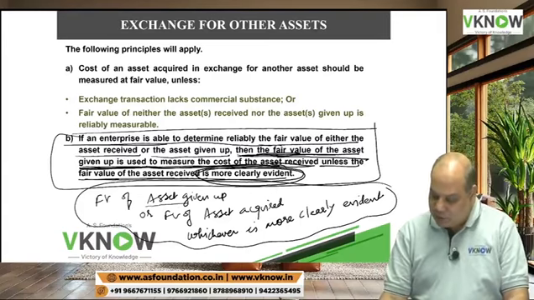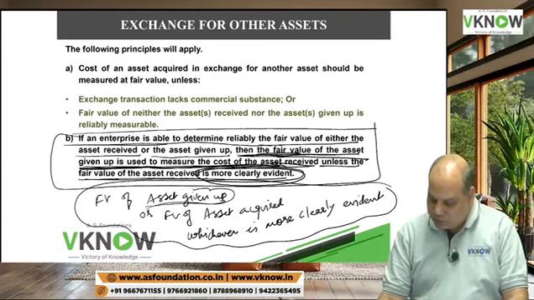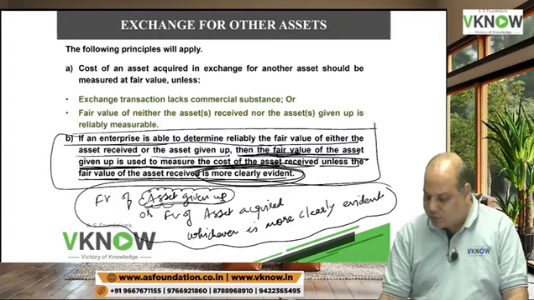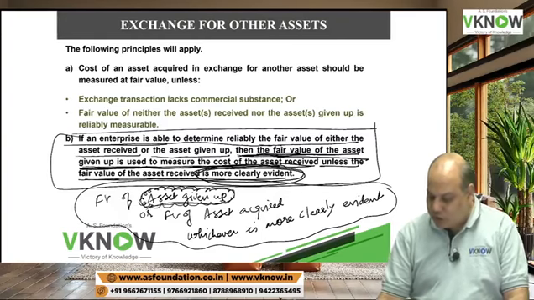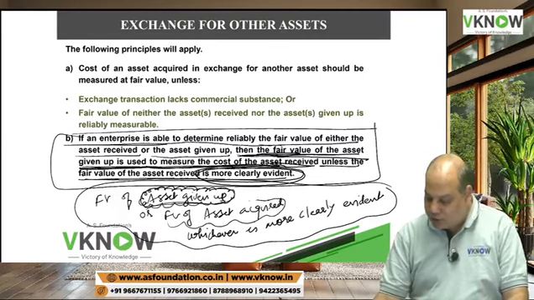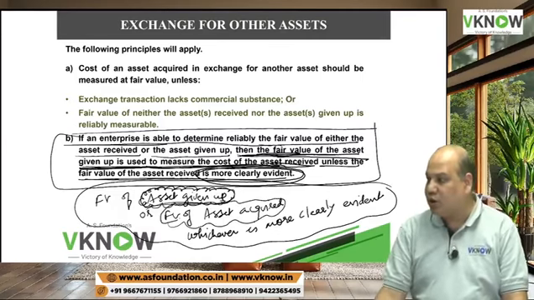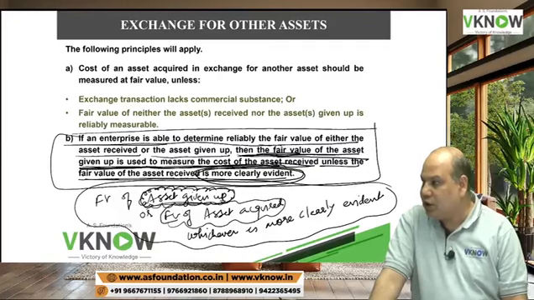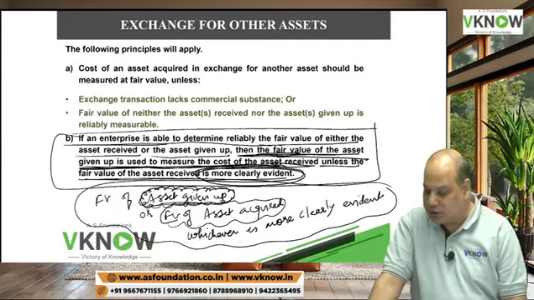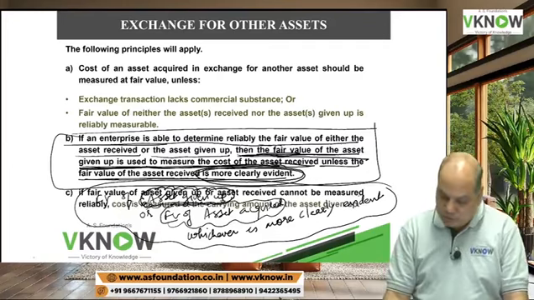First priority will be given to the asset given up. This is the sacrifice we are making. This is the consideration we are paying. But if the fair value of the asset acquired is more clearly evident, then I will take the fair value of the asset acquired. Okay.